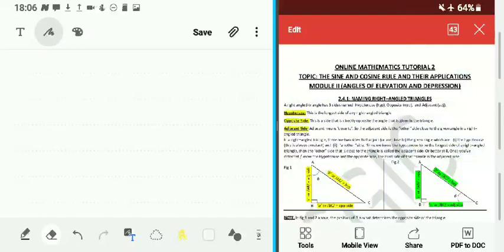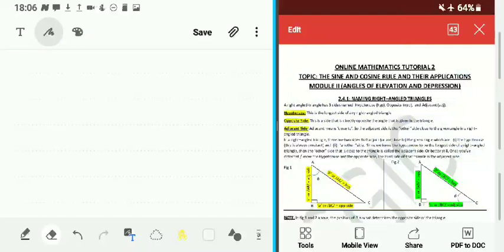Okay, so this is module 2 for the sine cosine rule and its applications. In module 1 we looked very well at the sine and the cosine rule, how and when to apply them. And this module 2 is just a building block for module 1. So I'll advise you, if you've not watched module 1, please go and get the video.